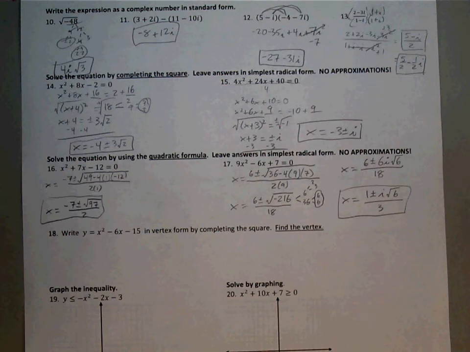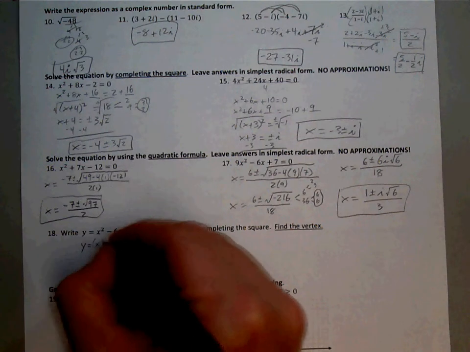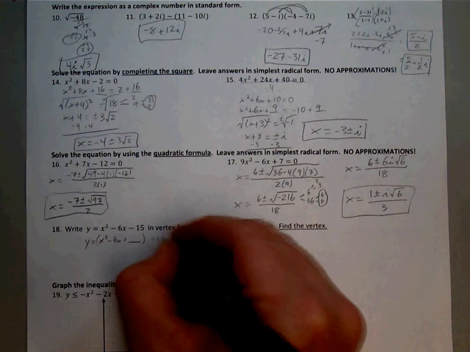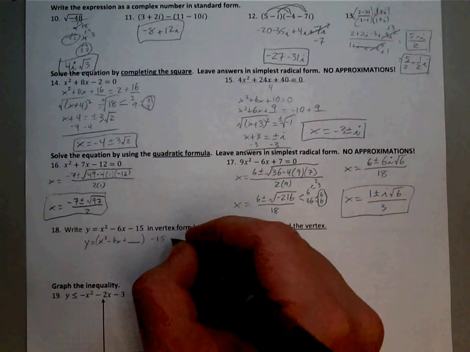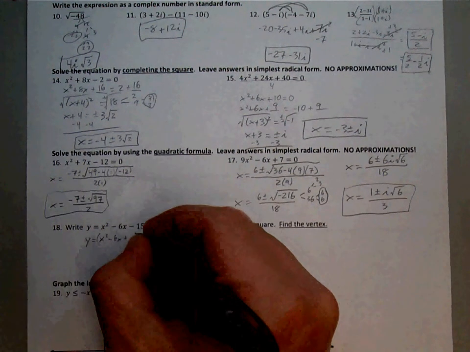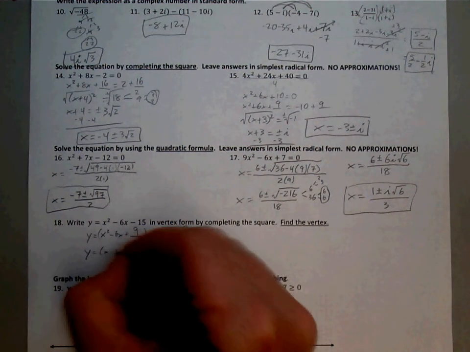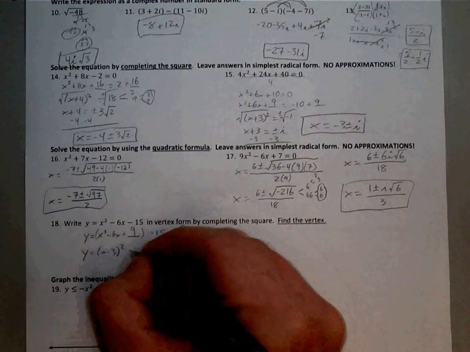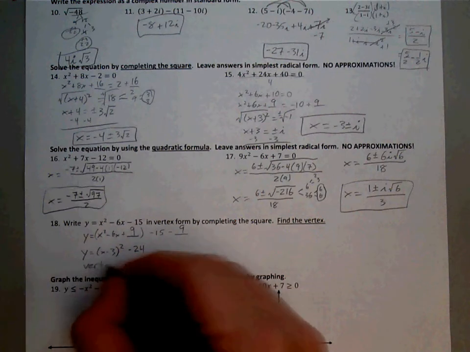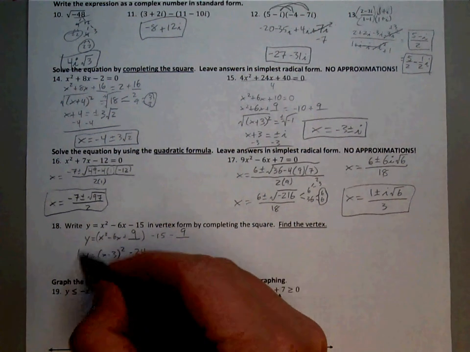Alright, number 18, we've got to put it in vertex form. So x squared minus 6x. We're going to be adding a number there. I'm going to leave this negative 15 out here, and since we're adding in a number on the left, I'm going to subtract the same number on the right. Half of negative 6 is negative 3, squared is 9. So I'm adding and subtracting 9. So I get x minus 3 squared minus 24. And then find the vertex: 3, negative 24.